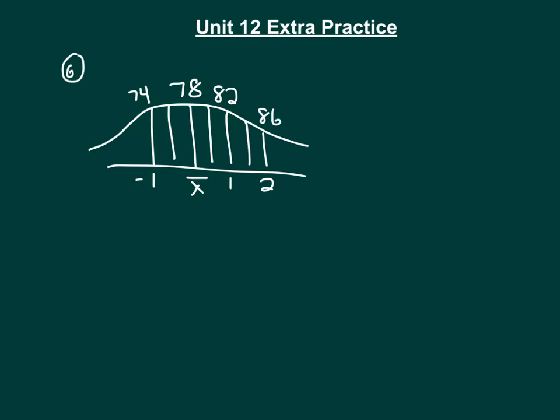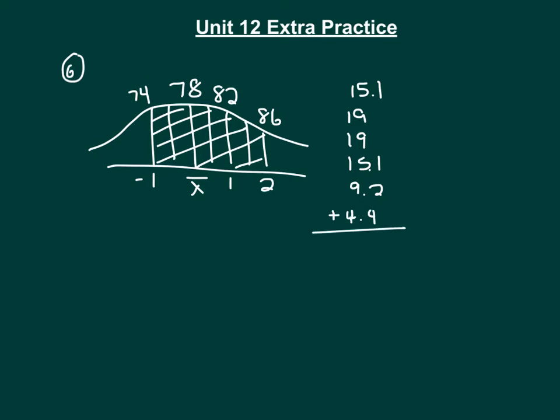Okay, so if we want to figure out how many of the 700 students would be expected to occur in this range, well, what we have to do is add up all the percentages in this range. So if you look at a normal distribution curve, you'll see that we're going to be adding up 15.1, 19, 19, 15.1, 9.2, and 4.4. And when you do that, you wind up getting 81.8% of the students scored in this interval range.